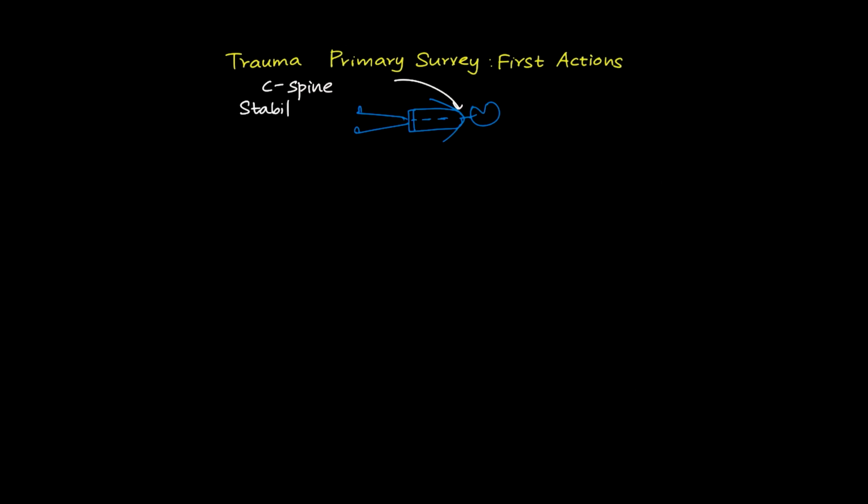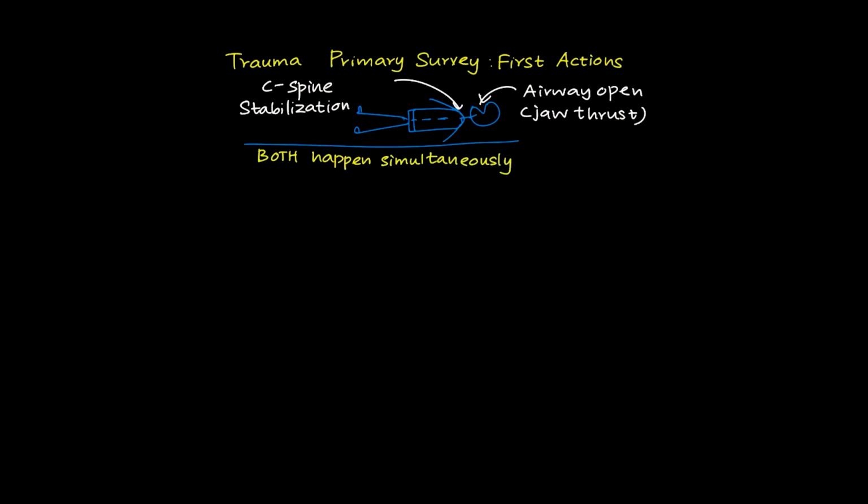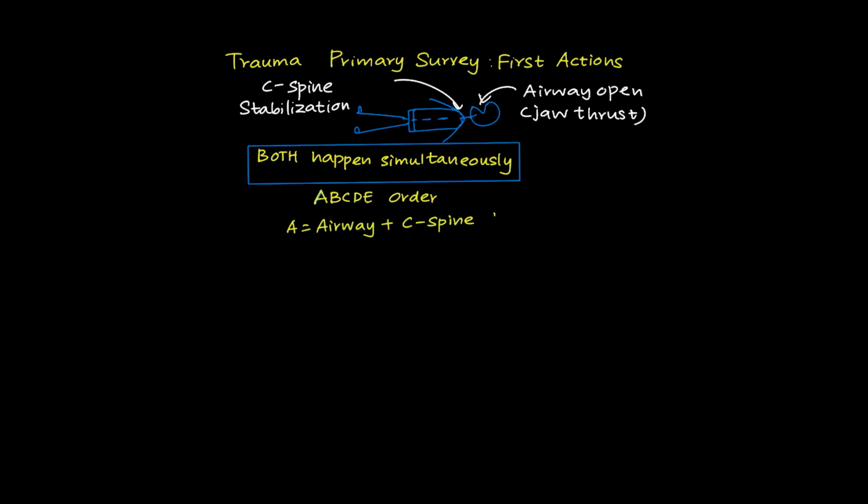A fall from height is a classic mechanism for cervical fracture, but you also can't let the client die from an obstructed airway while you're protecting the spine. So both happen at the same time. One person stabilizes the C-spine with manual inline stabilization, while another opens the airway using a jaw thrust maneuver, which doesn't flex the neck. Blood pressure and IV? Those come later under C for circulation.